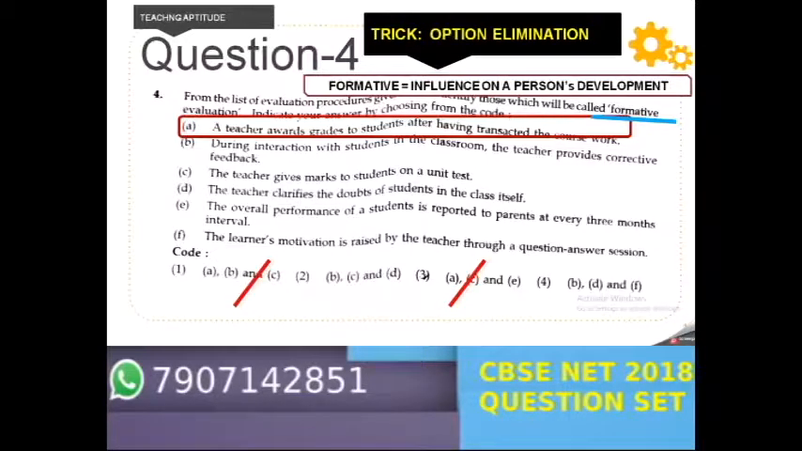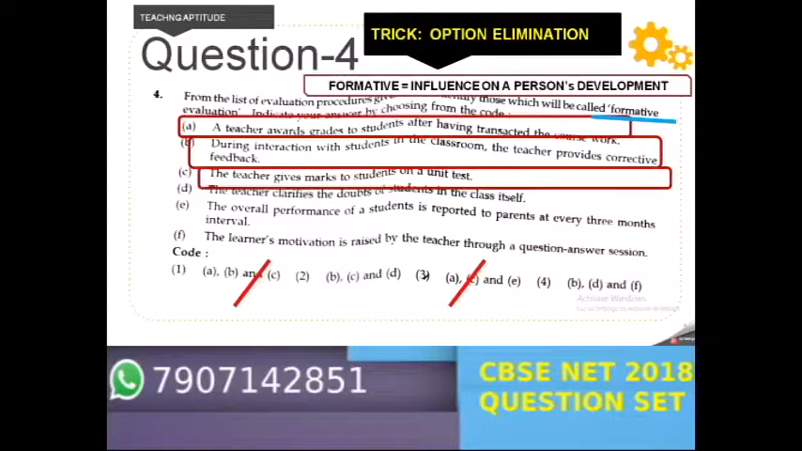So I am going to read the third one, that is, teachers give marks to students on a unit test. Okay, that's the point. Every day or week we are having a unit test and teachers are giving marks to the student. So is it a gradual development? Definitely it is a gradual development for the student. So it is equivalent to formative evaluation of the student's development. So definitely your answer is option 2, we can fix it. This is the highlight of the elimination technique in teaching aptitude.